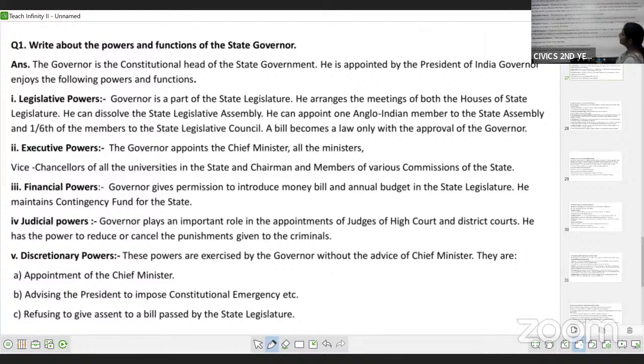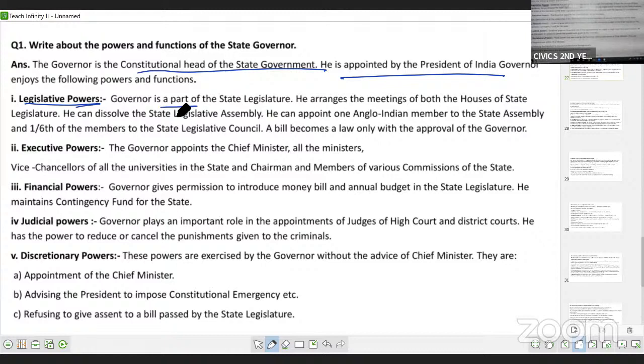State governor, he is the constitutional head of the state government. He is the head of the state government according to the constitution. And governor is appointed by the president. So his powers, we can see, he has got legislative powers. Okay, governor, he is the part of legislature. When the bills are passed by the legislature, governor has to approve those bills.